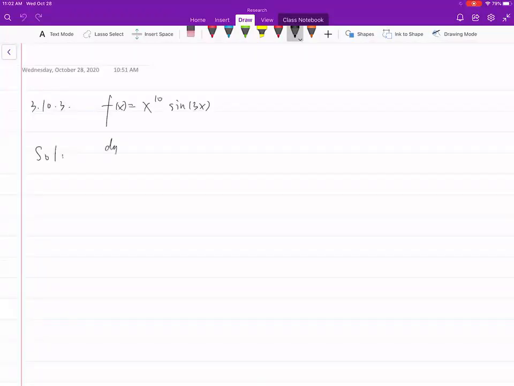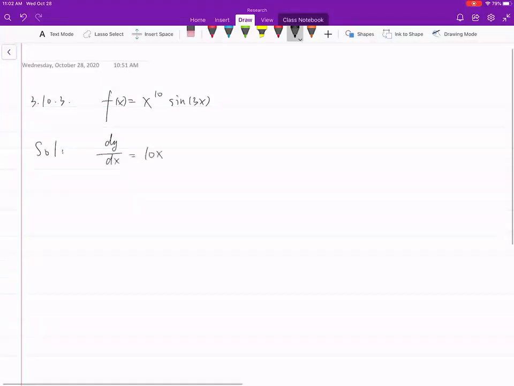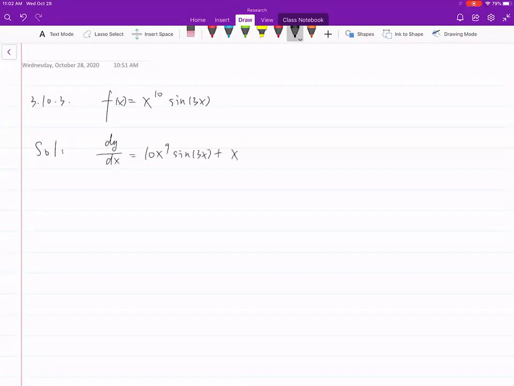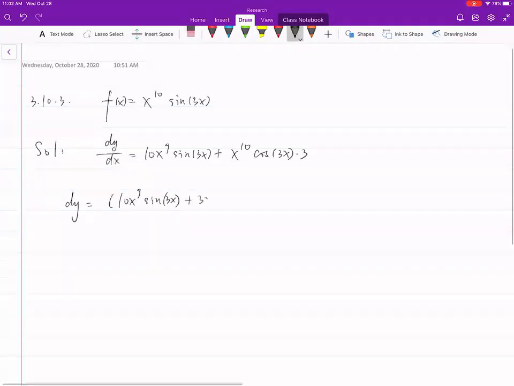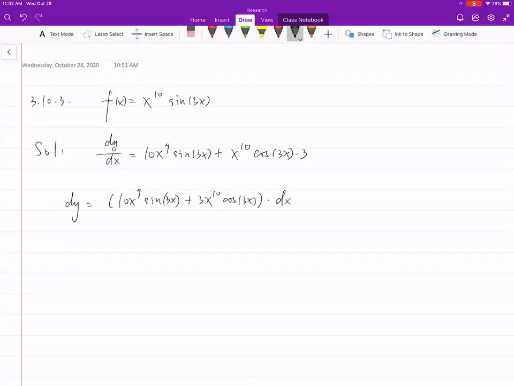Well, we do know dy over dx. That is going to be... then dy is nothing but 3x^10 cosine 3x times dx. That's your differential.